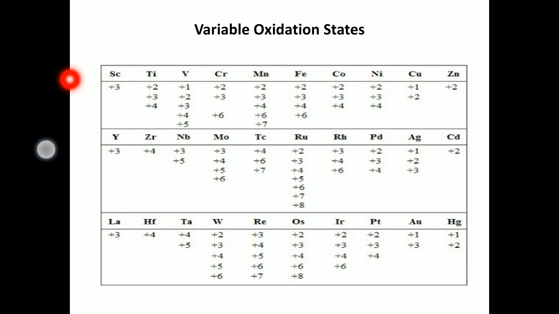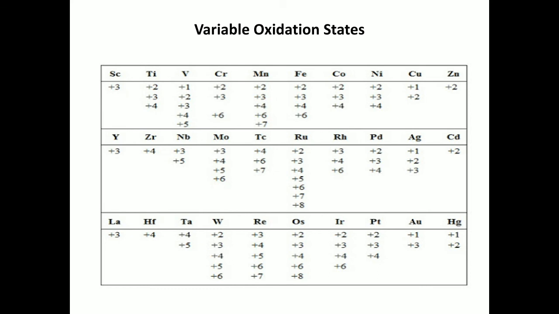In the 4d series, ruthenium shows the +8 oxidation state, with configuration 5s2 4d6. So ruthenium shows the highest oxidation state, +8, in the 4d series. In the 5d series, osmium gives the +8 oxidation state.